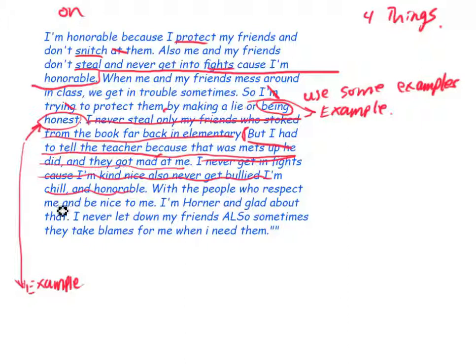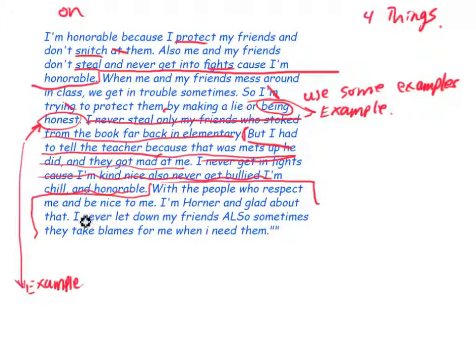With the people who respect me and are nice to me, I'm honorable and glad about that. Well, what about with the people that are not nice to you? What about the people that don't respect you? Are you still honorable? Are you really honorable if you're only honorable to people that are honorable to you? Are you really a nice person if you're only nice to people that deserve to be nice? Or are you really respectful if you're only respectful to those people that you like? Good questions. You need to decide.